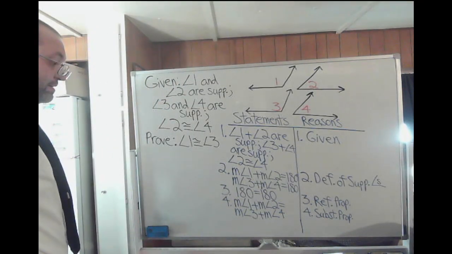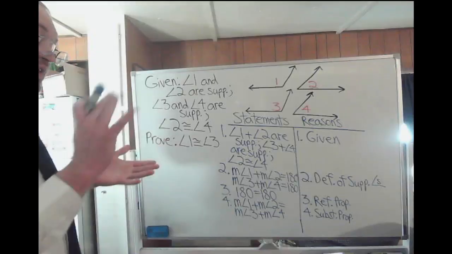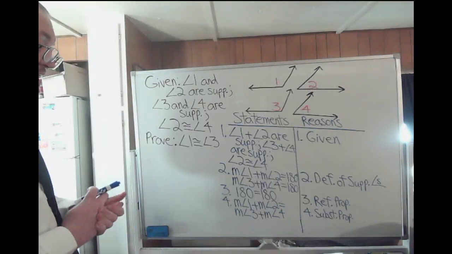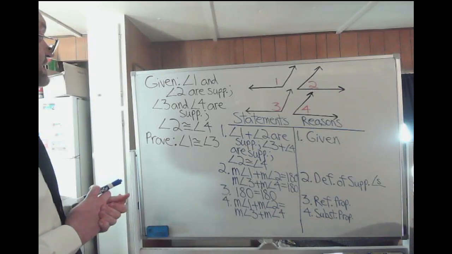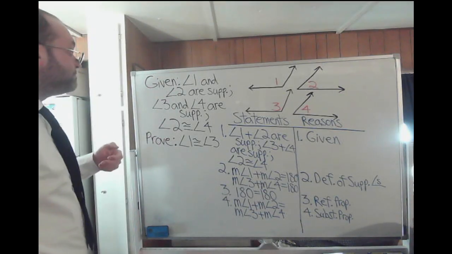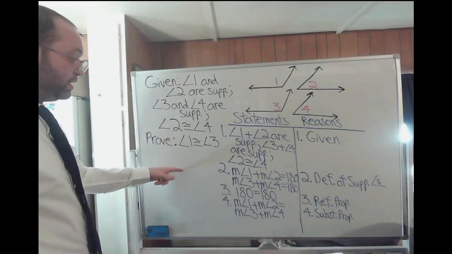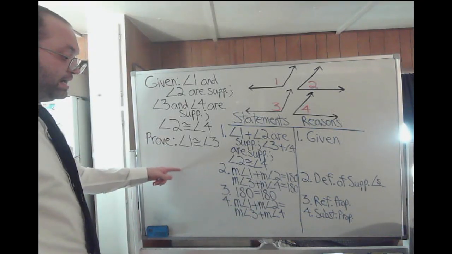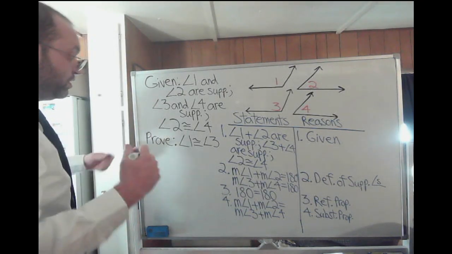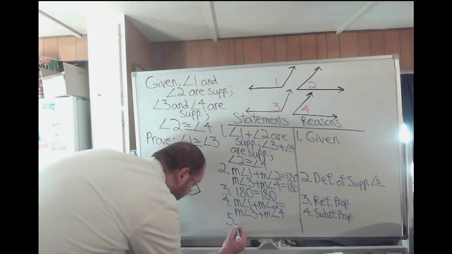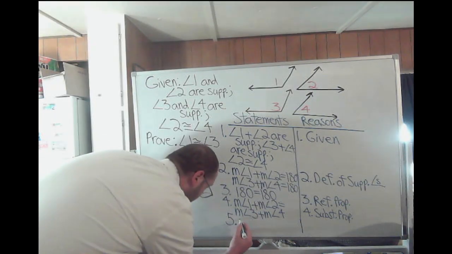Okay, and then now we've got our equation set up. What else do they tell us? Well, they tell us that angle 2 is congruent to angle 4, right? Angle 2 equals angle 4. That's given. So that means in one of these equations, I can substitute one for the other.